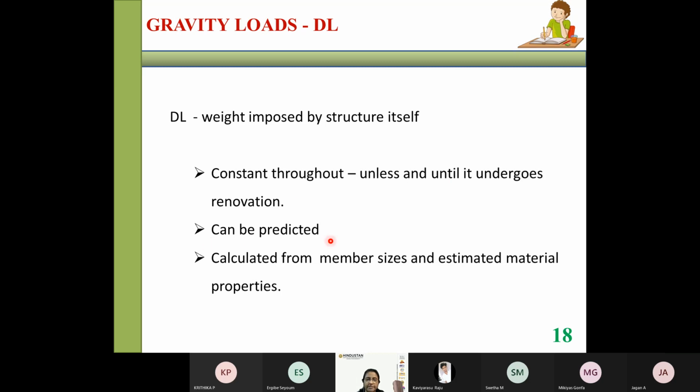So that is taken care of by the factor of safety, for these slight changes in the dead load. So it can be predicted. It can be calculated from the member sizes and estimated material properties. Why? Because if it is concrete, the modulus of elasticity, the E value, will be different. If it is steel, the unit weight will be different. If it is wood or glass or whichever material we are using, the unit weight will be different. From the member size and the material properties, we can calculate the dead load accurately and correctly. This is also a predictable value. So you know about the dead load.